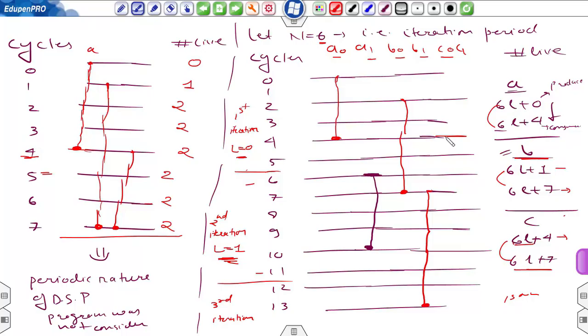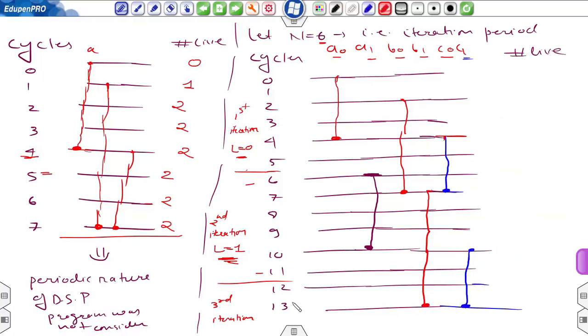Okay, and C0 during the first iteration will start from cycle 4 and it will end at 7. So C0 starts from 4 and is consumed at 7. And for L equal to 1, C1 starts at the 10th cycle and is consumed at the 13th cycle.